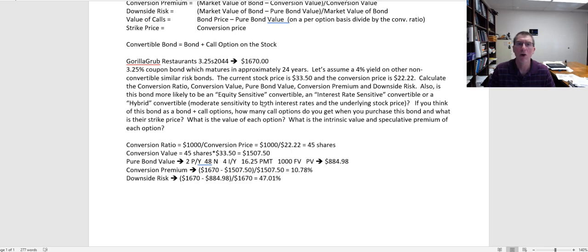So not all equity sensitive bonds are equally equity sensitive, and not all interest rate sensitive bonds are equally interest rate sensitive. Instead, we have one extreme that's driven almost entirely by the underlying stock price, and another extreme that's driven almost entirely by changes in the market rate of interest. Most bonds are going to fall somewhere between those two extremes on a continuum.